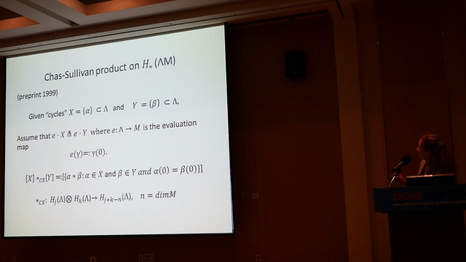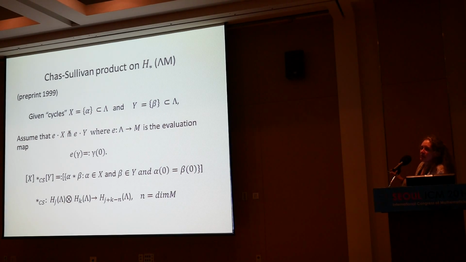Okay, so next comes the Chas-Sullivan product. This is a product on the homology of the free loops. This appeared in a preprint in 1999. It was never published for reasons which I'll say a little bit about later. So we're given cycles x and y. Again, these are now on the free loops. The base point's not tied down.